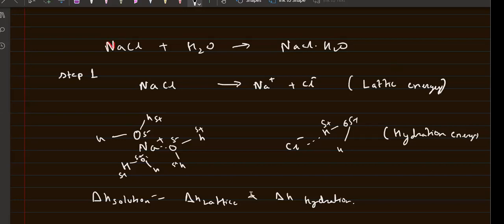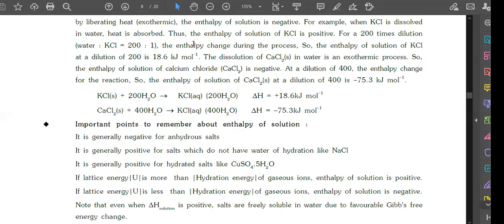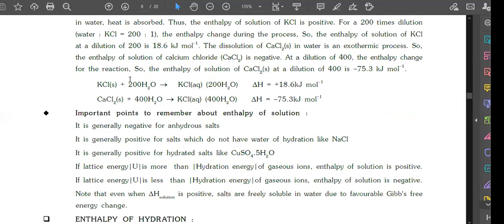Okay. So let's see. In the same way, we have two types of energies, lattice energy as well as hydration energy. In order for any compound to dissolve, heat of solution should be negative. Yes or no? Delta H should be negative. So lattice energy should be less than hydration energy. If lattice energy is more than hydration energy, enthalpy of solution is positive. And if lattice energy is less than hydration energy, then it is negative.